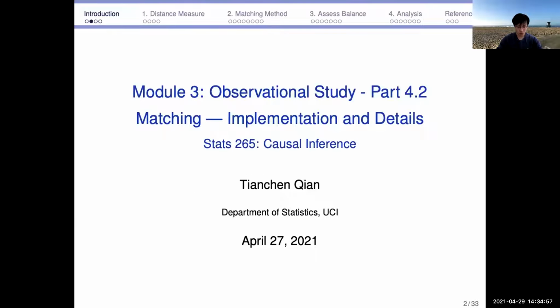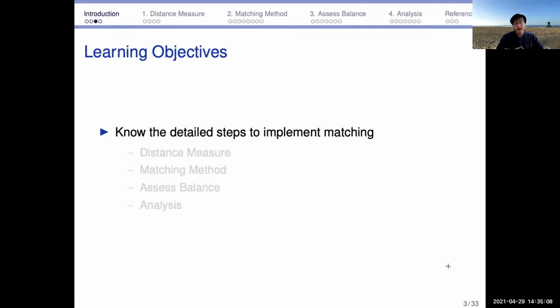Okay, so this is what we're going to talk about today: implementations and details for the matching method. And in particular, for today, we want to discuss 4 steps: define the distance measure, implementing a particular matching method, assessing balance, and analysis after finding a matched sample.